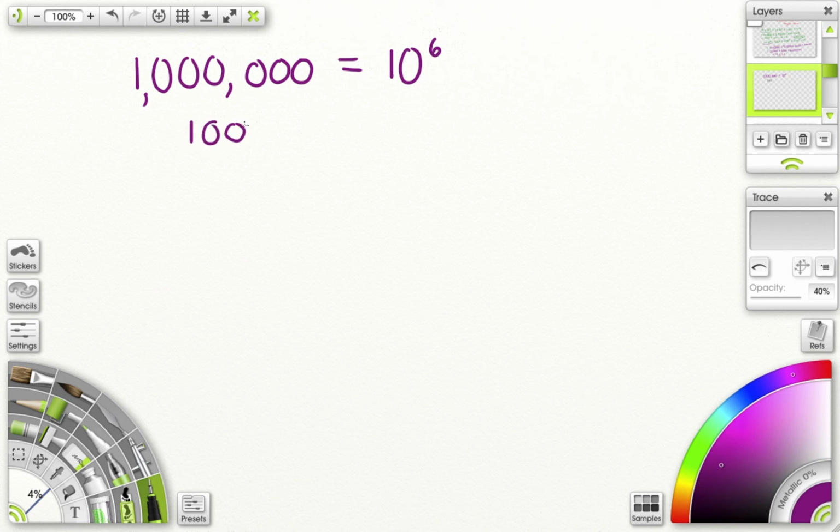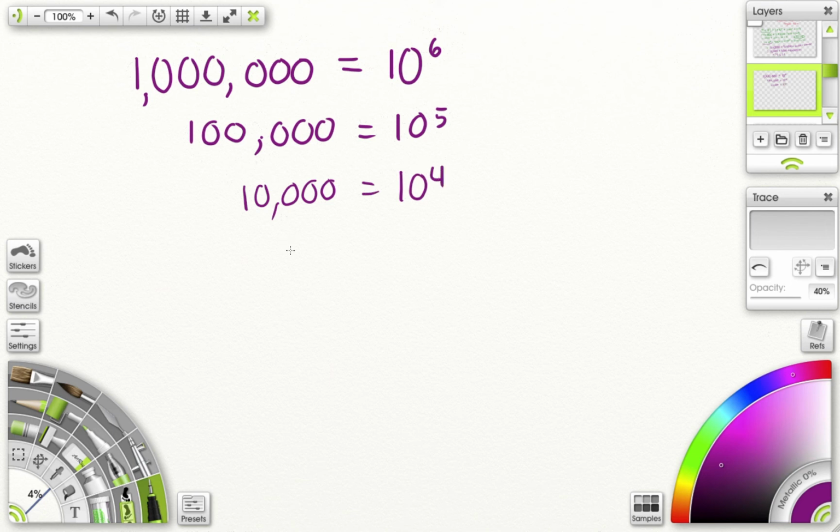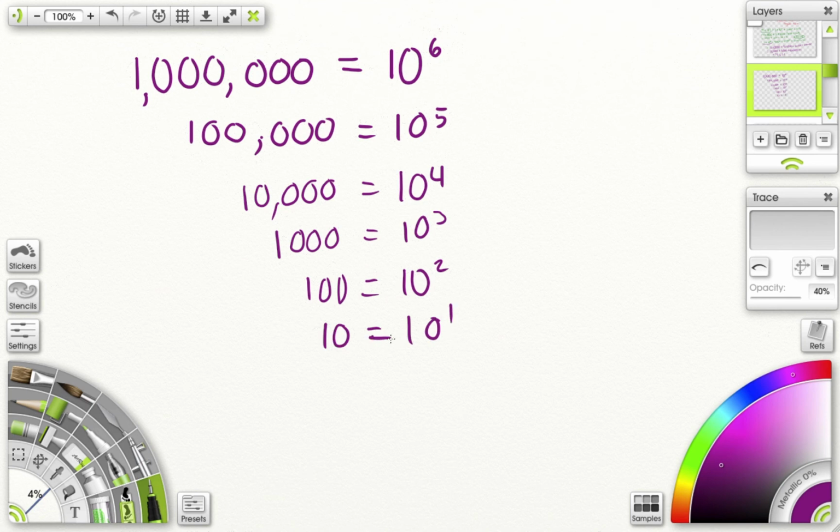100,000 is 10 to the power of 5, and we already know that 10,000 is 10 to the power of 4. 1,000 is 10 to the power of 3. 100 is 10 to the power of 2. And the tens column is 10 to the power of 1. And there we go.